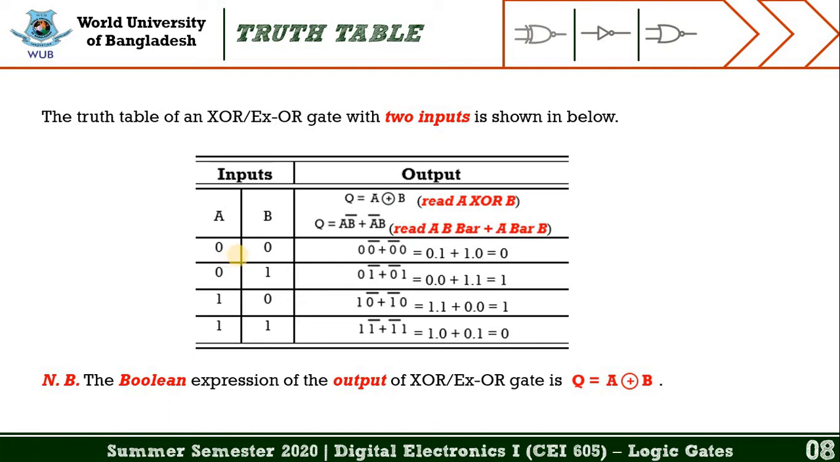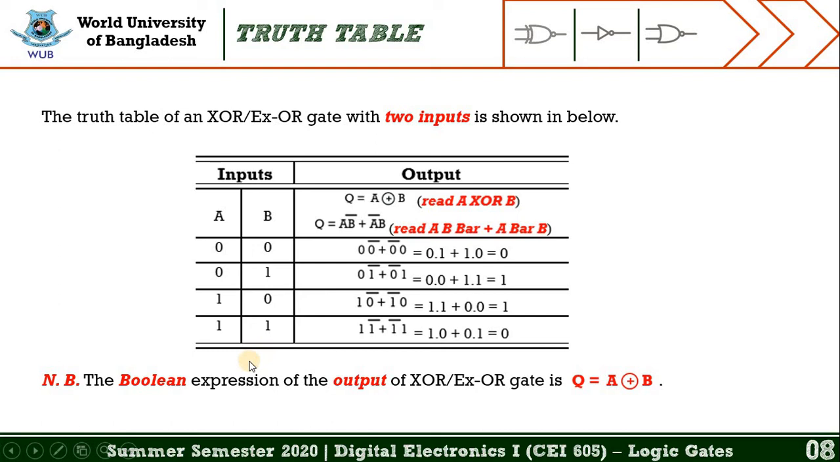Since this gate has 2 inputs and we assign 2 binary numbers, one is 0 and the other is 1, if we combine these 2 numbers, then we get 4 combinations. One is 0 0, second is 0 1, third is 1 0, fourth is 1 1.